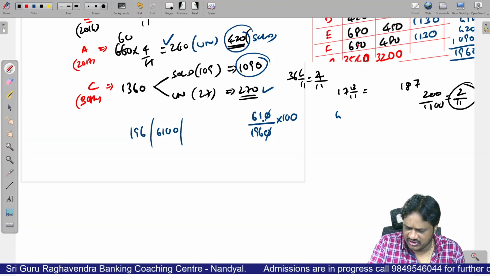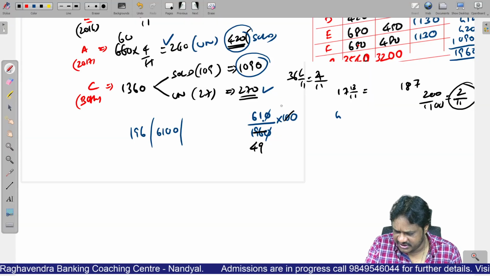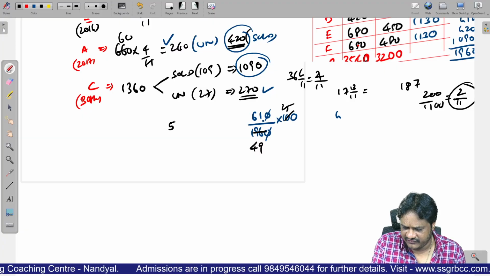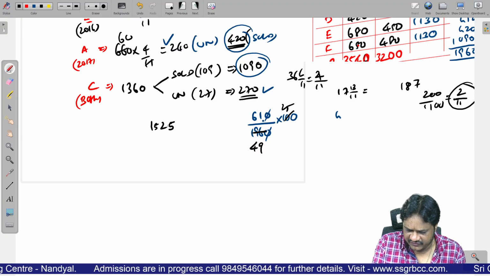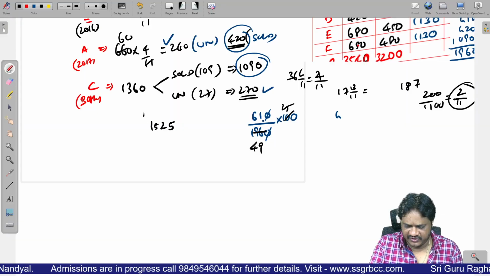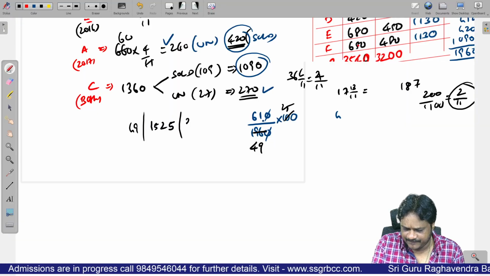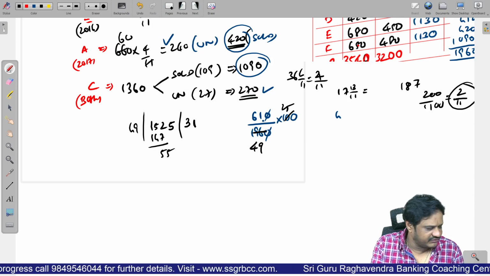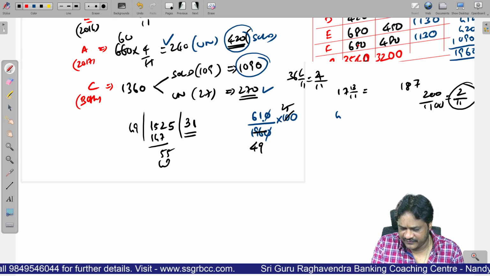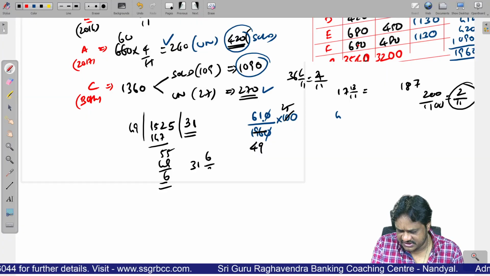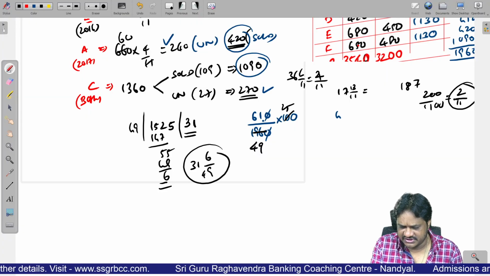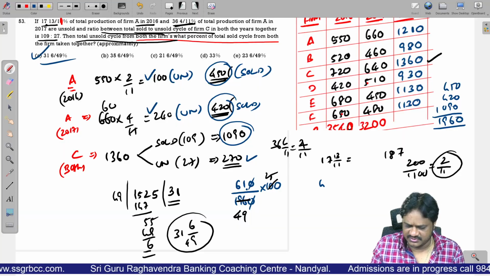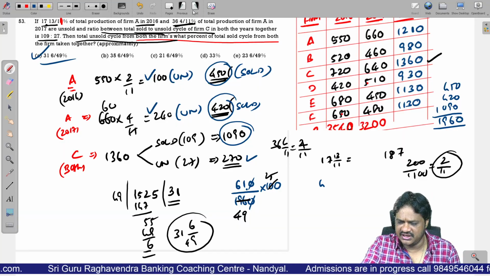Or else we can do one more thing. 49 and 196 are 4 into 49, and 61 into 25 is 1525. That I am dividing with 49. 49 threes, 147. 49 ones. You will get the answer, that is 31 6 by 49. 31 6 by 49 percent. This is the correct answer. So option 1. Let us see the next question.